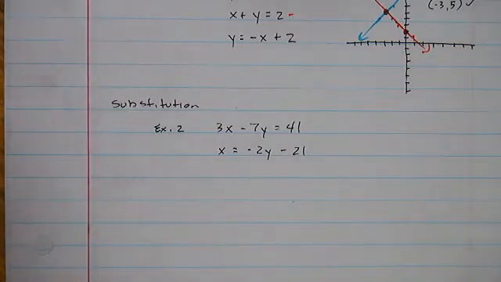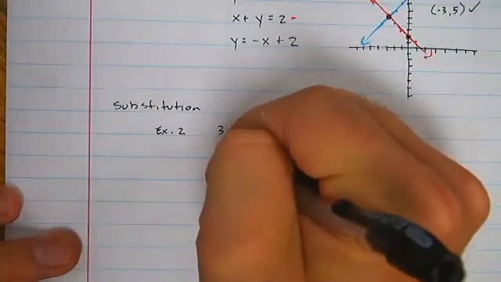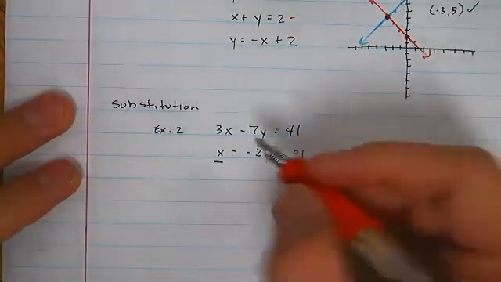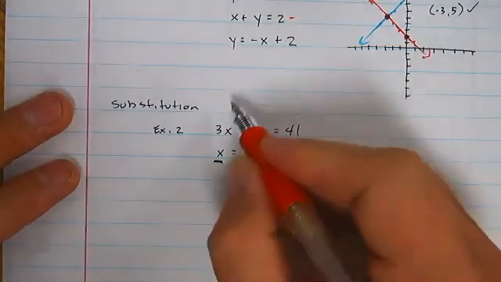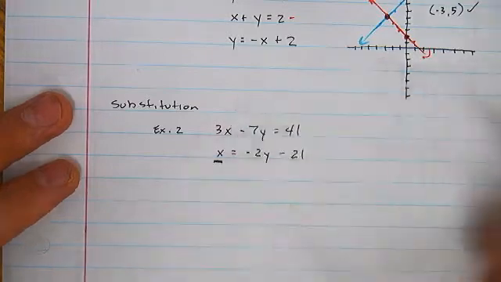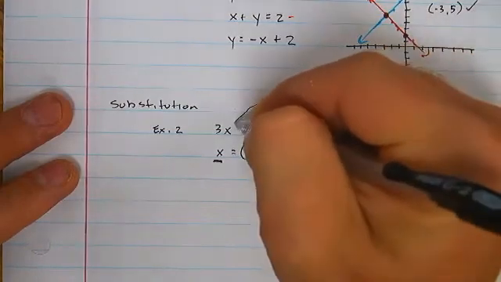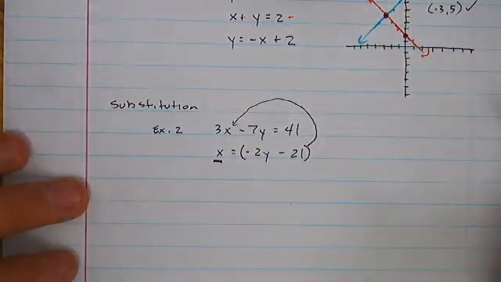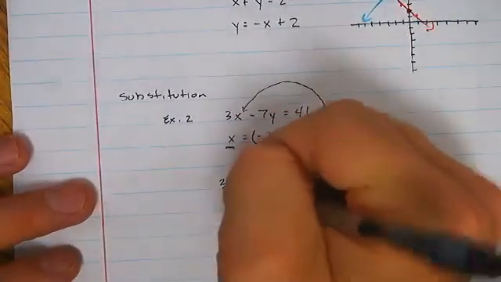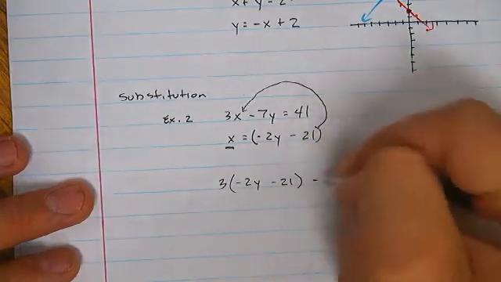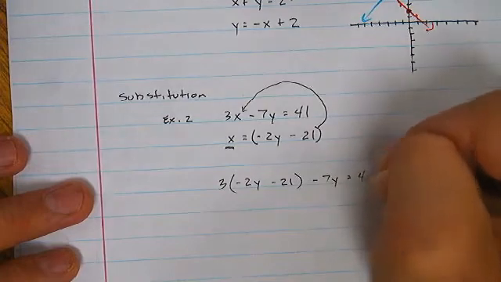Okay, but that's not to say that we don't have solutions here. The great thing about this one is it is set up already for substitution. Okay, that x has already been isolated for us. So all I need to do is take what x is equal to and substitute it in for this x. So I'm going to take this value up into the top equation. Okay, so it looks something like this, right? 3 times -2y minus 21 minus 7y equals 41.